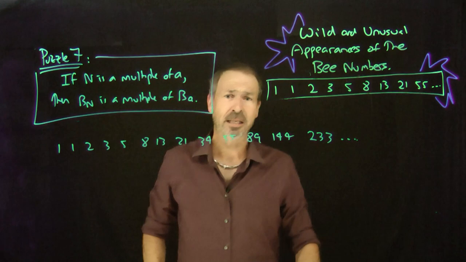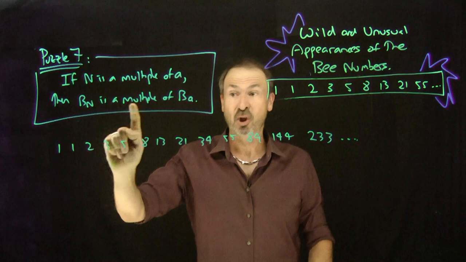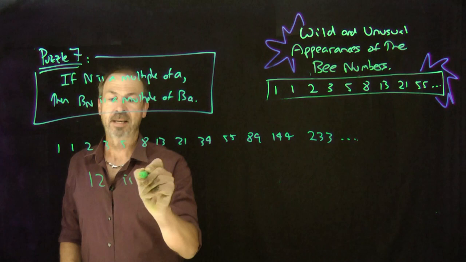That's how you get up to the B numbers by actually doing addition. Yet there's a strange multiplicative property that's actually true. People have known about this for a long while. It's curious. If n is a multiple of a, then the nth B number is sure to be a multiple of the ath B number. For example, 12 is a multiple of 6.